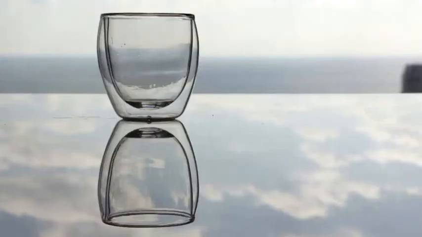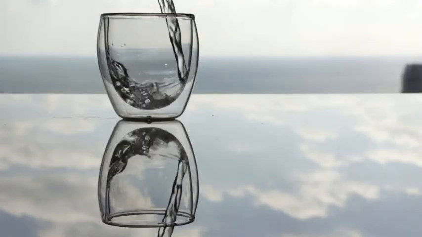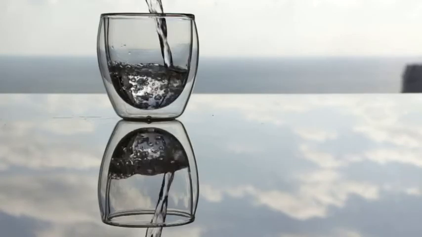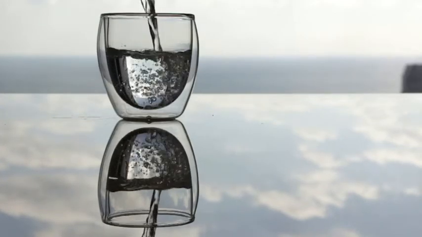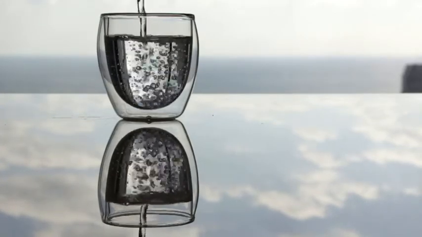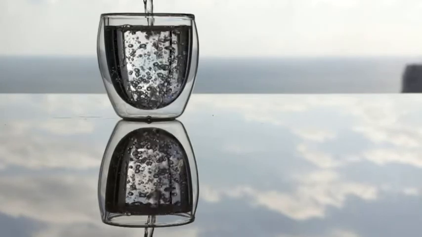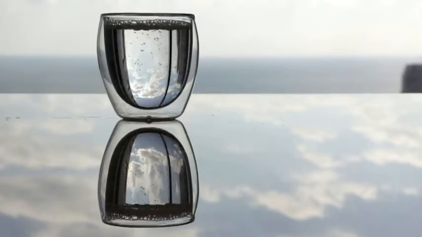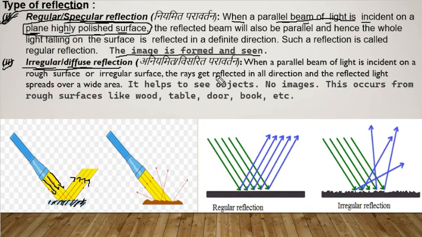A very important characteristic of regular reflection is that when regular reflection takes place, the image is formed. That means we can see images when regular reflection takes place. Now let's talk about irregular reflection. Irregular reflection takes place when the reflecting surface is not smooth, or we can say when the reflecting surface is rough. The type of reflection that takes place is irregular reflection.